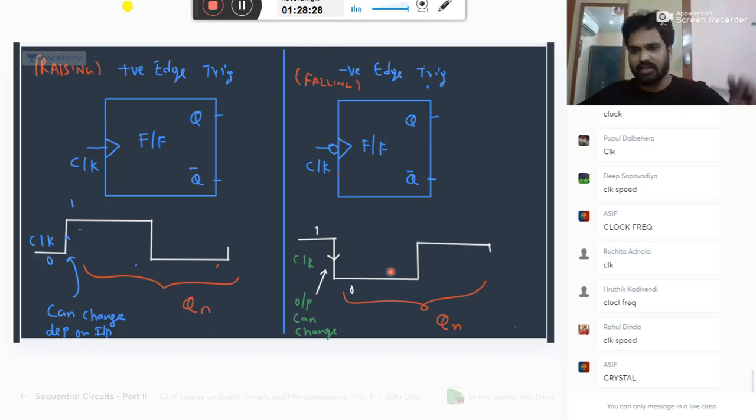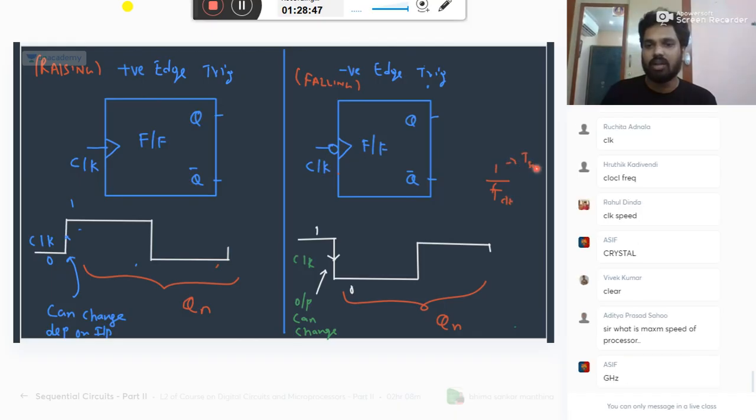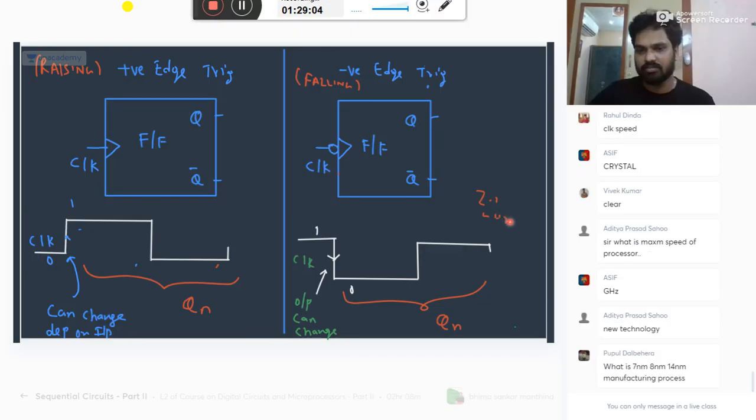It is now clear, edge triggering is completed. Sir, what is the maximum speed of the processor? It depends on the processor. Processor speed is given by 1 by the frequency of the clock, which gives you the T state, the time period. For a given job, how many T states it requires will tell you how much time the system will take. Present days it is going in gigahertz. New technology is some 2.1 gigahertz.